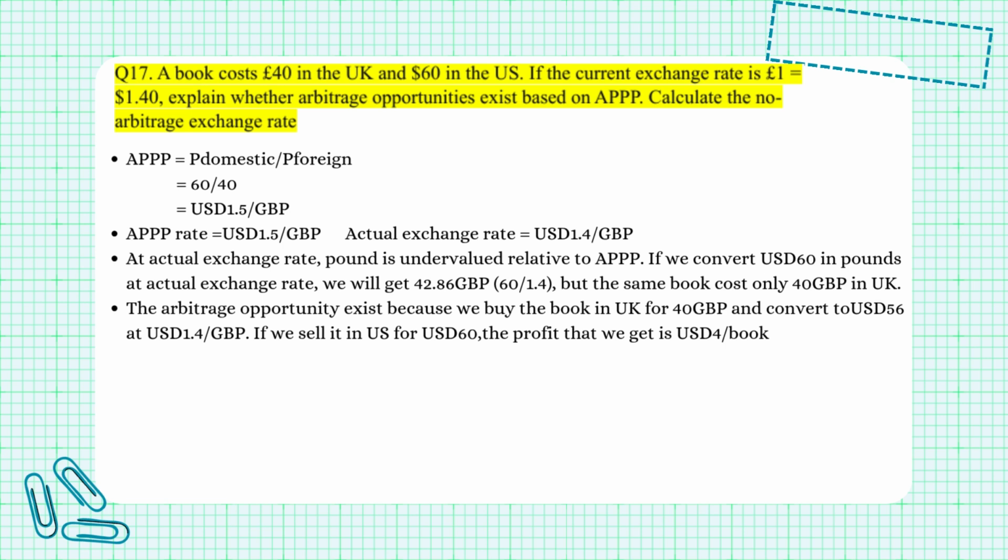So the arbitrage opportunity exists because we buy the book in the UK for 40 British pounds and convert to USD $56 at 1.4 USD to 1 British pound. So if we sell it in the US for 60 US dollars, the profit that we get is 4 US dollars for one book.